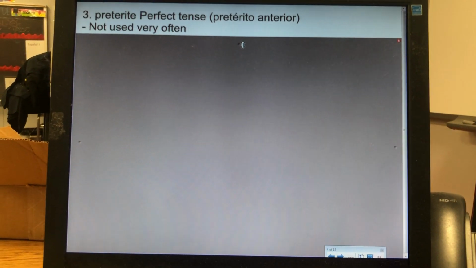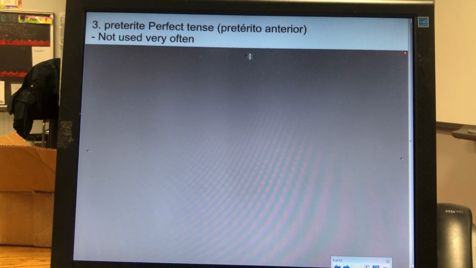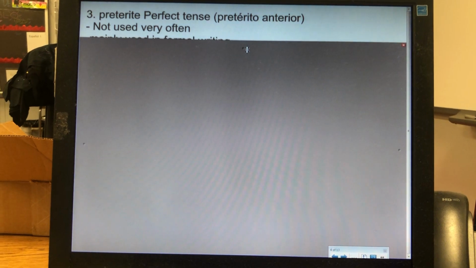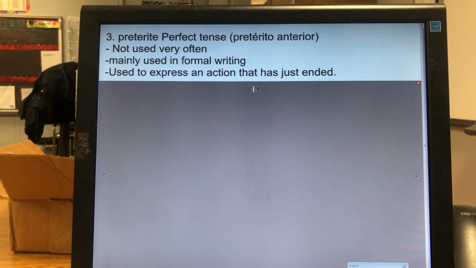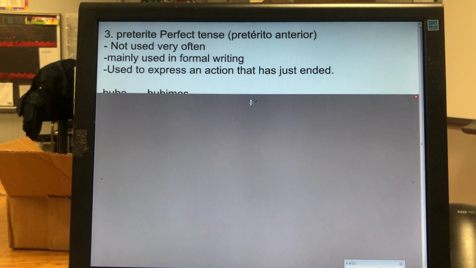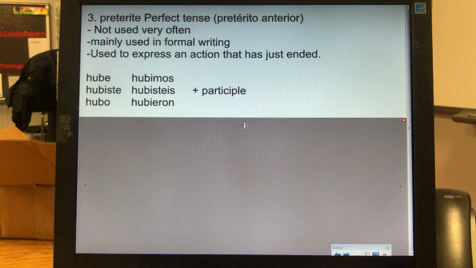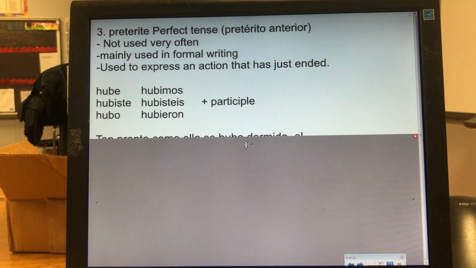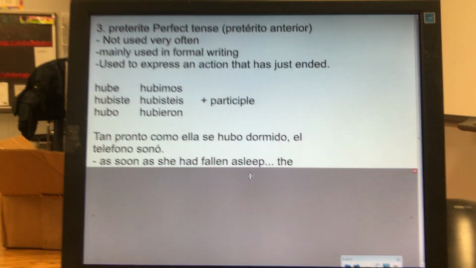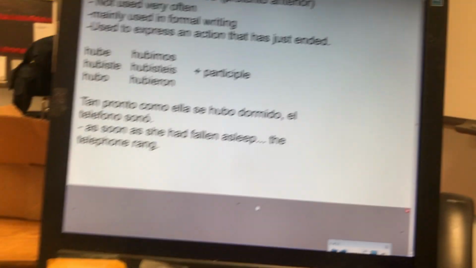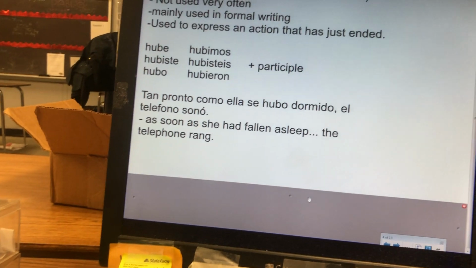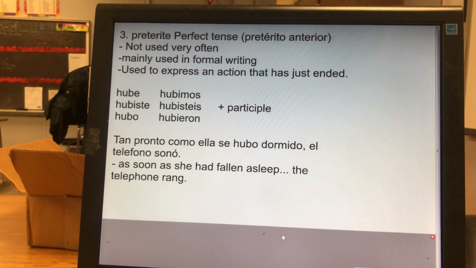Now let's go on to the preterite perfect tense, which is pretérito anterior. I'm not going to spend a lot of time on this because we're not going to use it. Matter of fact, it's used mainly in formal writing. You'll see it maybe in some readings or something, but we're not going to be using it. If we were in school, it wouldn't have been on a test or quiz. Obviously we're not in school right now, and we're not going to quiz over this anyway.